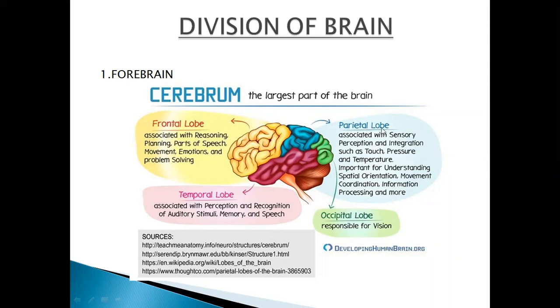And who is the parietal lobe in your class? This is Abdul Manan. So everybody will remember Abdul Manan with this name, parietal lobe, and he is responsible to receive impulses from the skin.